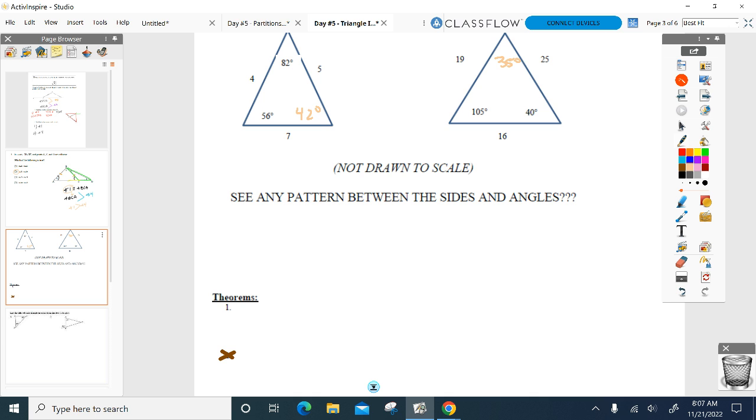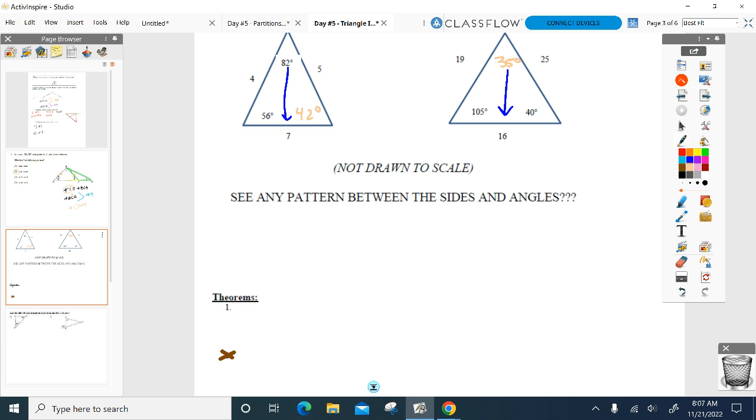Yeah. The largest angle is directly across from the longest side. And there it is. If you guys take a look at this, what's the biggest angle? 82. Look across from it. It's across from 7, which happens to be the biggest side. And it works for the smallest angle too. Smallest angle here is 35. Not by coincidence, it's across from our smallest side.